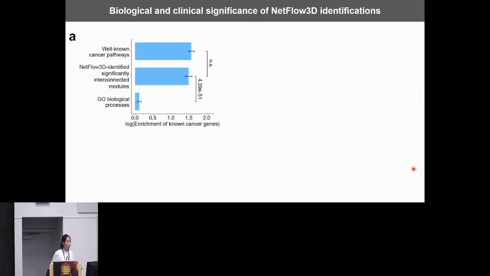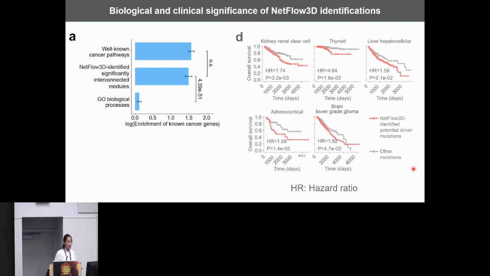And then I evaluated the biological and clinical significance of NetFlow3D identifications. As you can see, our NetFlow3D identified modules have similar levels of enrichment for cancer genes compared to well-known cancer pathways, while these enrichment levels are significantly higher than general biological processes curated by gene ontology. Furthermore, patients with NetFlow3D identified mutations have significantly shorter survival time than patients with other mutations. And across all these cancer types, the hazard ratio is larger than 1.5.